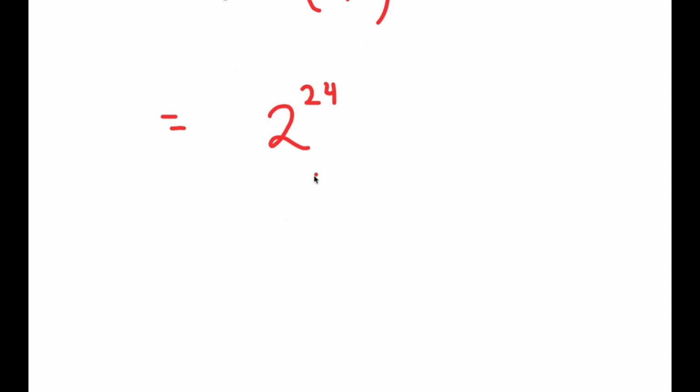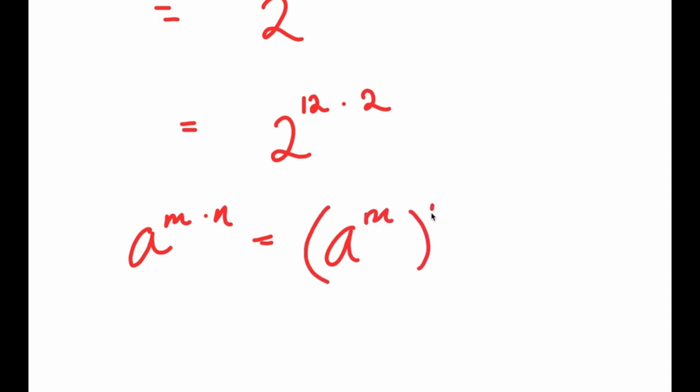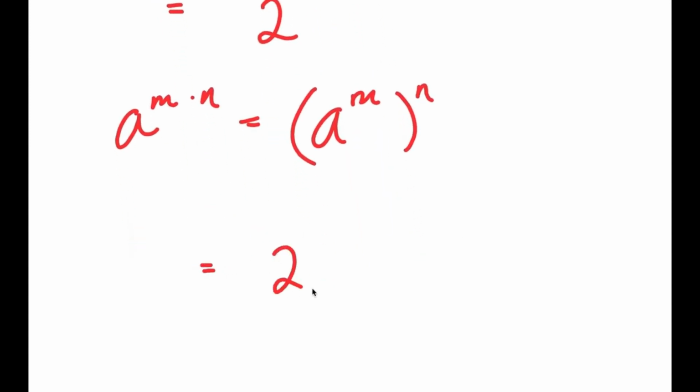Now, from here, I'm going to rewrite this as 2 to the power of 12 times 2. So, the reason I did this is because I can now use the property a to the power of m times n is equal to a to the power of m to the power of n. So 2 to the power of 12 times 2 is equal to 2 to the power of 12 to the power of 2.